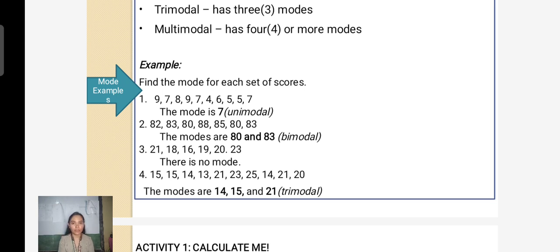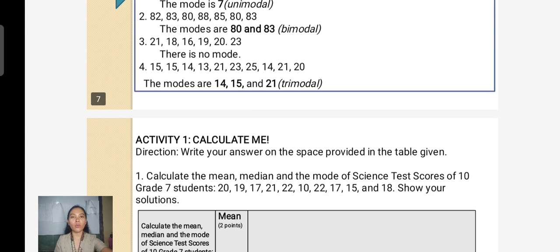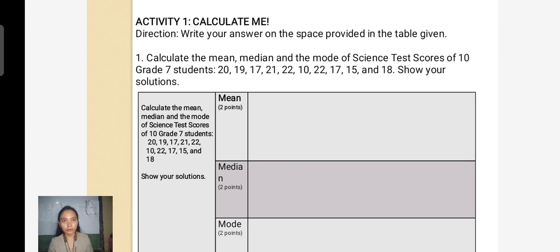For number 3, try to examine example number 3. Okay, very good. There is no mode. For number 4, the modes are 14, 15, and 21. And that is trimodal. Okay, for activity 1, you're going to write your answer on the space provided and the table given.